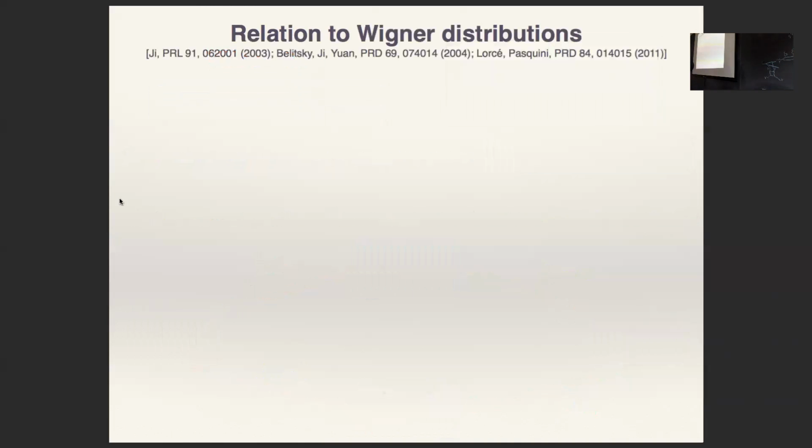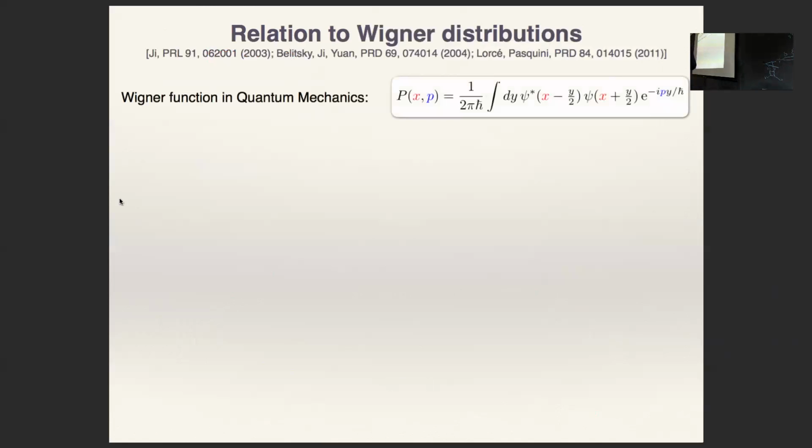Now, it's also interesting that GTMDs are related to Wigner functions, and Wigner functions have been introduced by Ji and Yuan, and then elaborated on by Cédric and Barbara. So the Wigner function in ordinary quantum mechanics is defined like this. You take the wave function of a system at a certain variable x, and then you make a little shift plus y over 2. Then you multiply it by psi complex conjugate, and make this shift, but in the negative y direction. And then you make a Fourier transform with respect to y, and this gives you a function which depends on the location and the momentum. It's not really a phase-space distribution because it is not positive definite, but it's very useful to calculate, for example, expectation values.